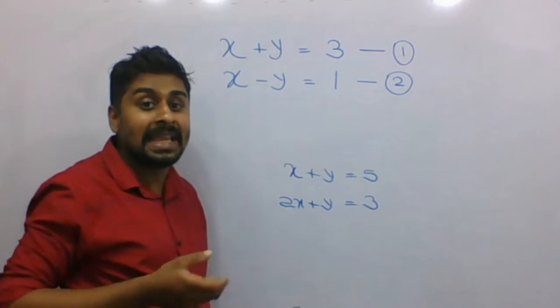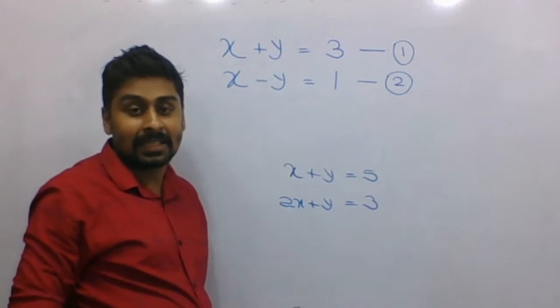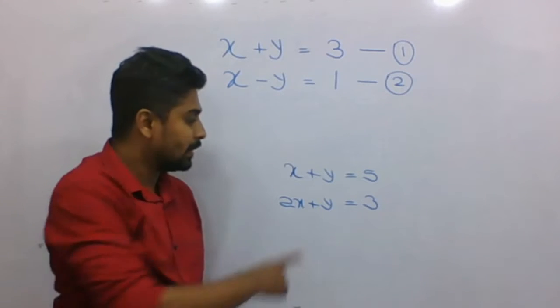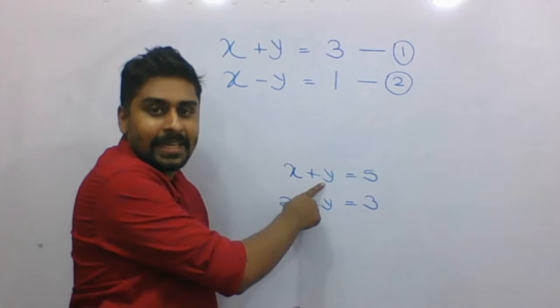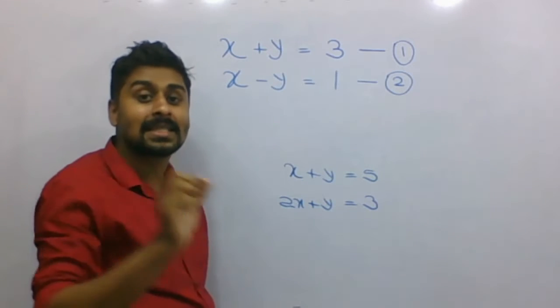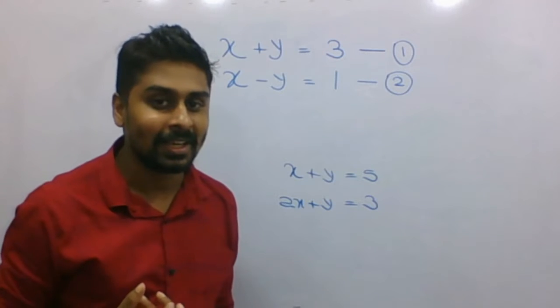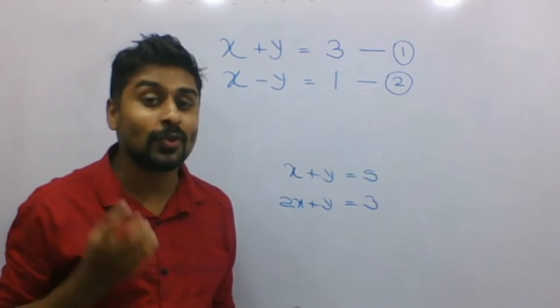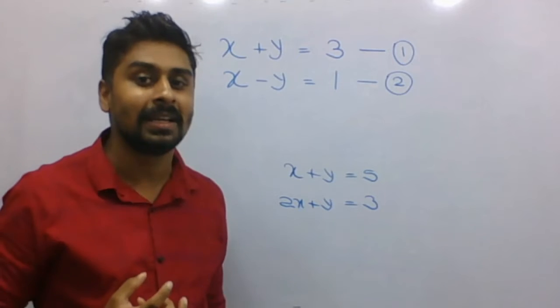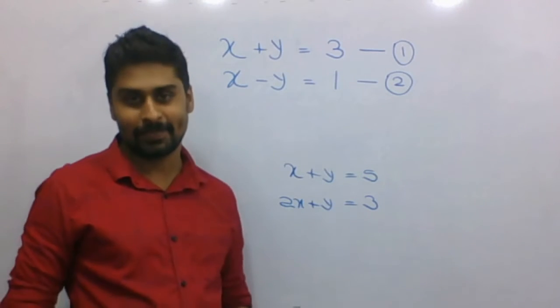It is a bit more difficult, like making something easy harder than it needs to be. Here the coefficient of y is 1. Here also the y coefficient is 1. It is the same. So which one is better to remove first? Which one is the best method? Removing y. Why? Because the coefficient is already the same.